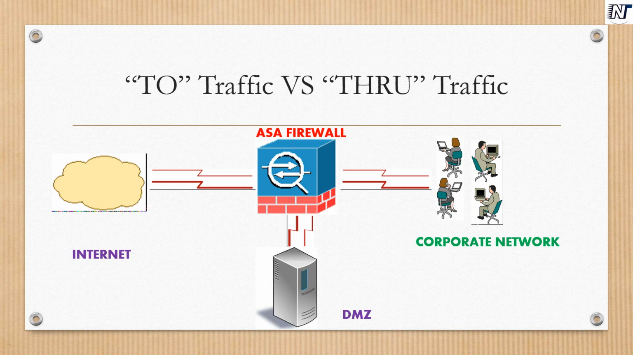Next, what is to traffic? If somebody wants to hit a service on my firewall, the destination of the packet is the firewall interface. Whether it's from outside, from inside, or from DMZ, it doesn't matter. The destination is the firewall interface. It's not through the firewall, it's to the firewall. That traffic is not controlled by ACL. So, how do I control to traffic?